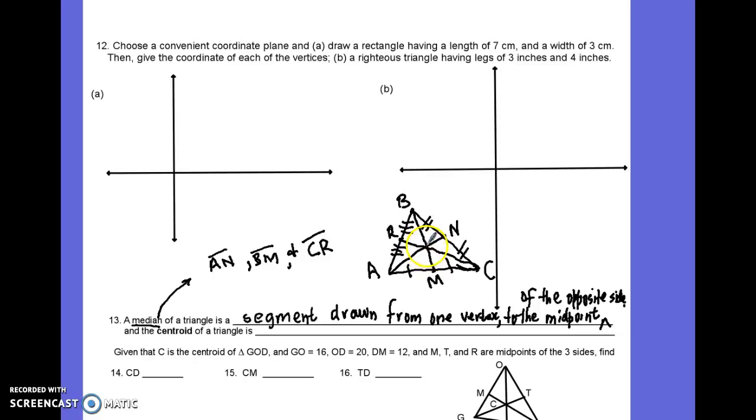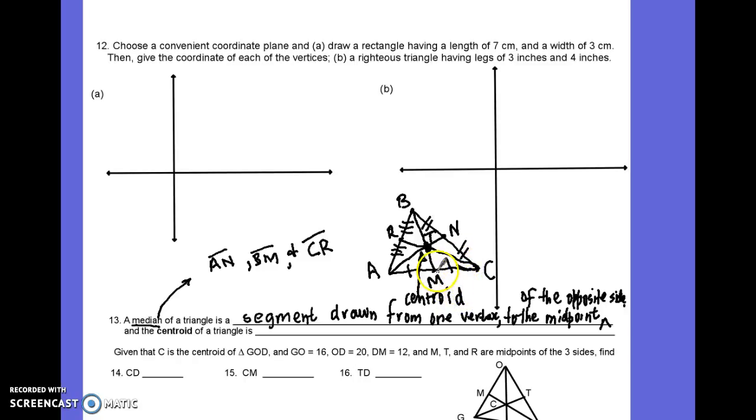Now these medians, they intersect at a certain point, and I'm going to call it point, I was going to say C, but I already had C here. I'm sure you can see that. So let me call it a point T. They intersect at this point T, and this point T is called the centroid. This is the centroid of the triangle.